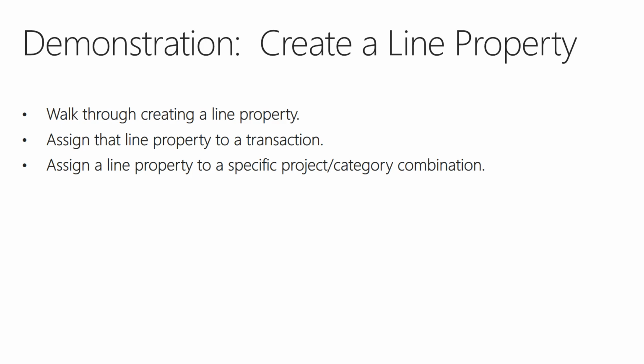All right, so we're going to go ahead and demonstrate creating a line property. Specifically, we'll walk through creating a line property, then we'll assign that line property to a transaction just to show you what that's doing. And then finally, we'll go in and assign a line property to a specific project category combination using the line property defaults form that we just previously discussed.